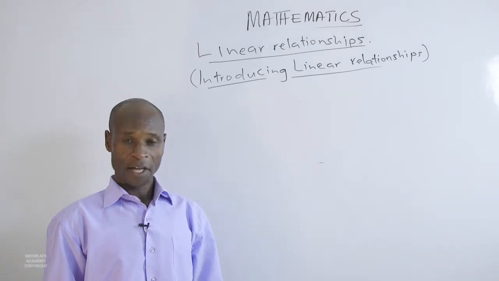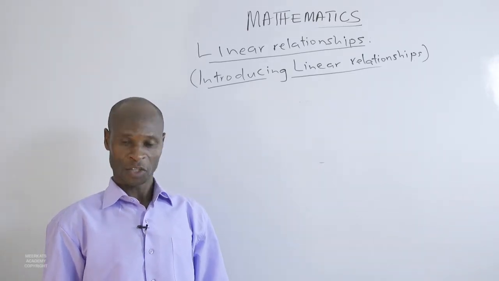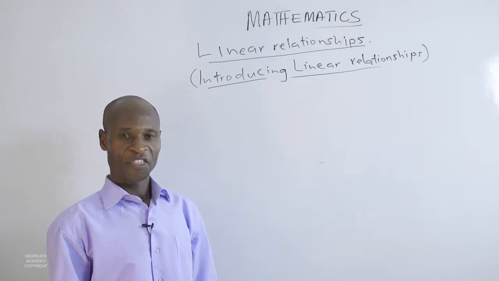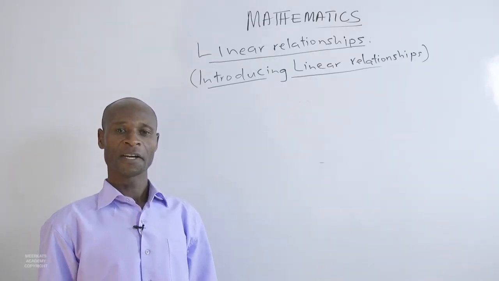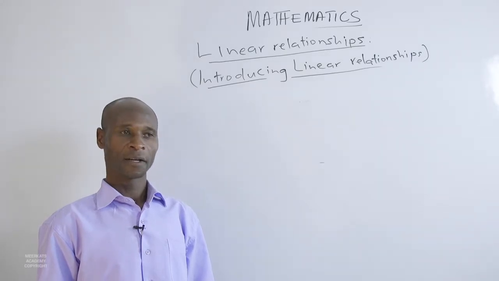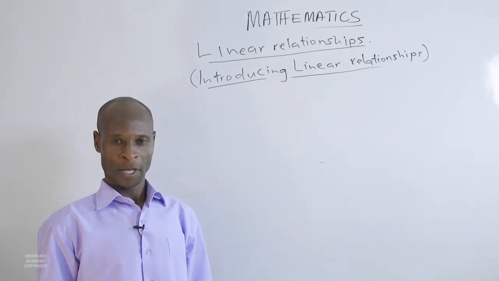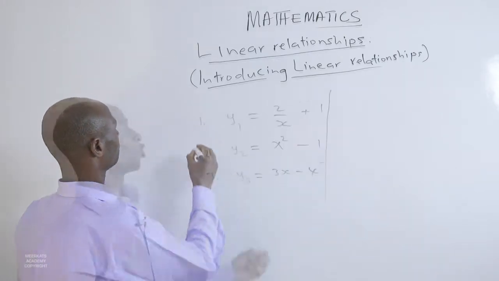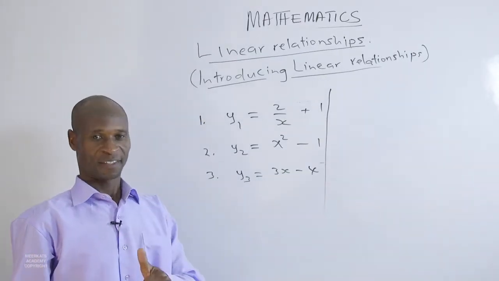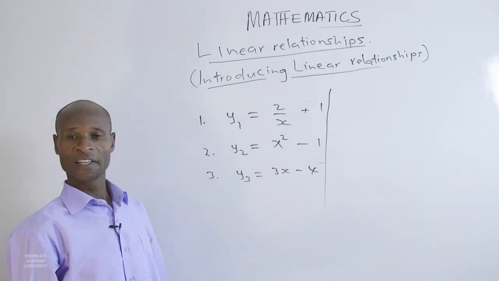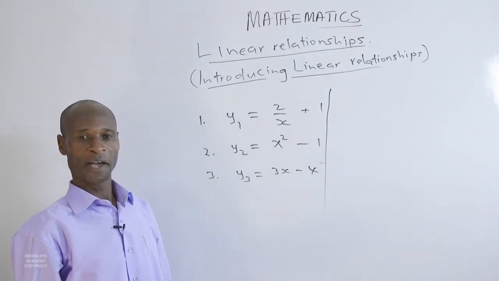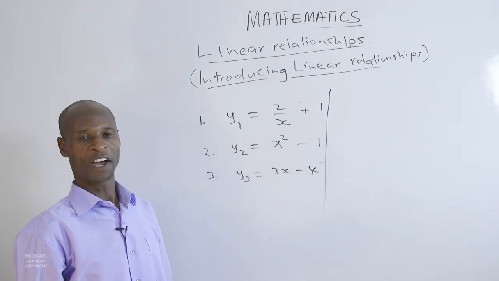Let us consider the following illustrations. There are three rules here that we want to confirm whether they are linear or nonlinear relations. To confirm the first rule, whether it's a linear relation, we shall require to complete a table of values.